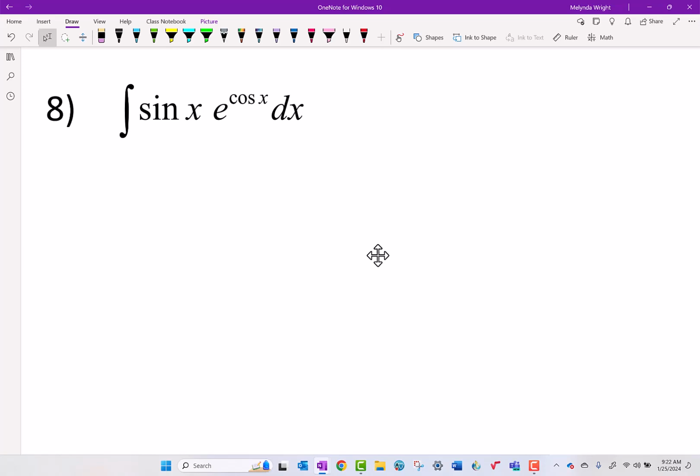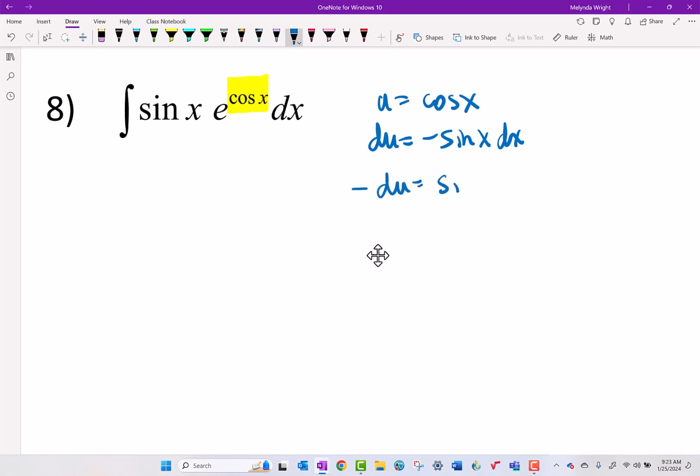Okay, knowing where we usually find u, what do we think u is going to be here? It's going to be cosine. That's my u, so let's write that out. So u equals cosine x, du equals the derivative of cosine, which is negative sine x dx. Okay, I don't have a negative in my integrand, so I'm going to move it over. So negative du equals sine x dx.